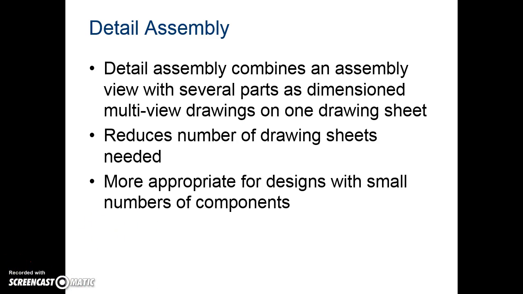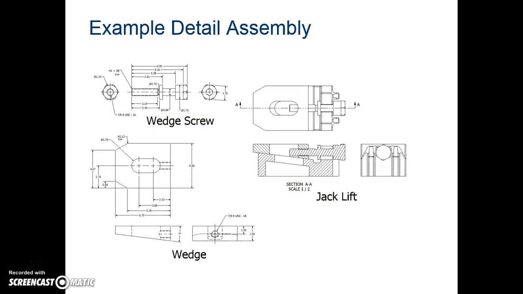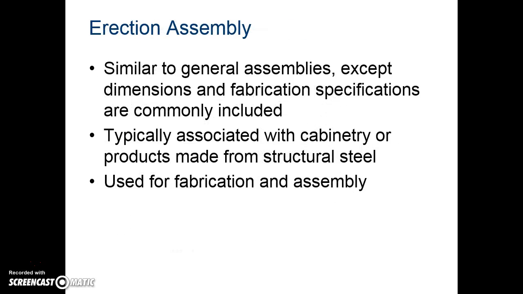A detail assembly combines an assembly view with several parts as dimensioned. Multi-view drawings on one, and dimensioned multi-view drawings on one drawing sheet. It reduces the number of drawing sheets, more appropriate for designs with a small number of components. So here's an example of a detail assembly.